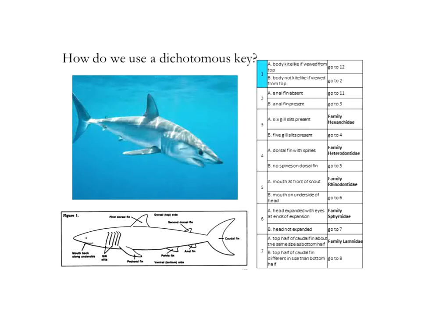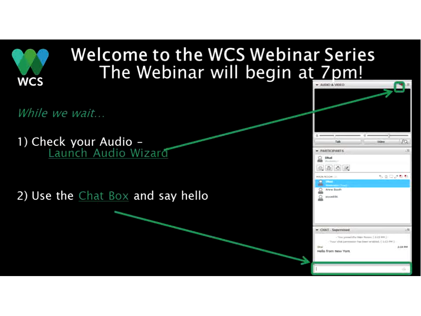So you'll see here, and I'll see if I can use my laser pointer. I have a photo of the shark as an example, and then I put a dichotomous key here to the right. Under the image, I've supplied you guys with an illustration that illustrates the different parts of the shark.